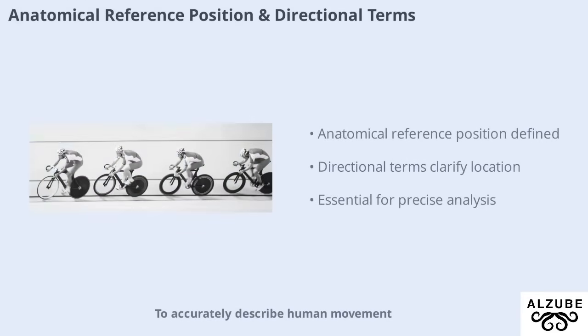To accurately describe human movement, biomechanists use the anatomical reference position, an erect standing posture with all body parts, including the palms, facing forward and feet slightly apart. This position serves as the universal starting point for describing body segment movements.